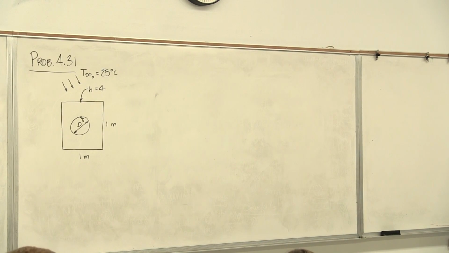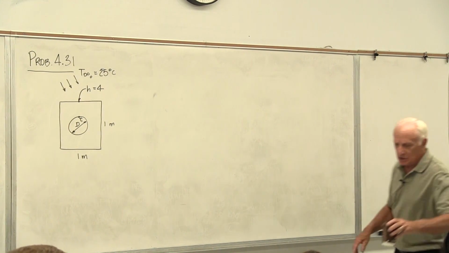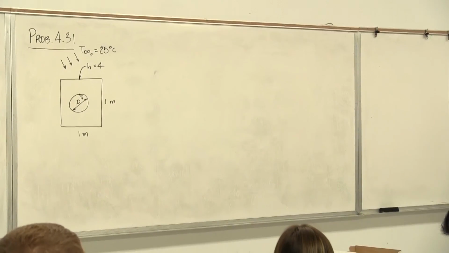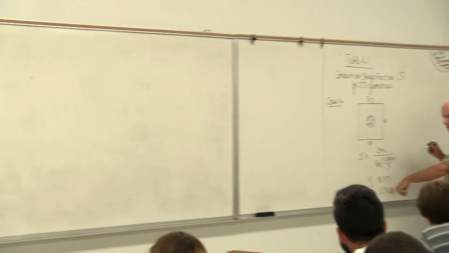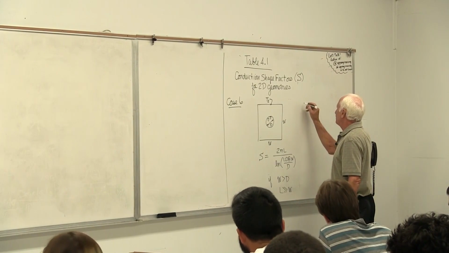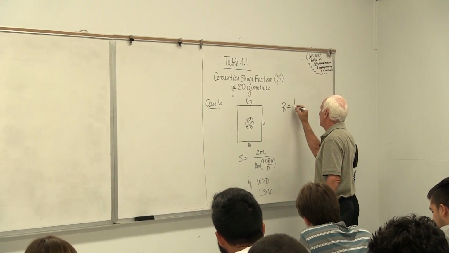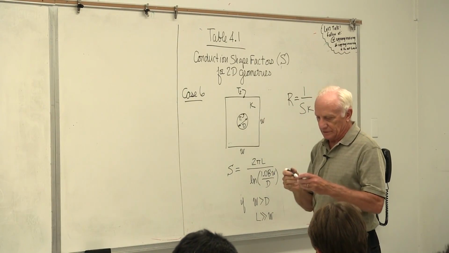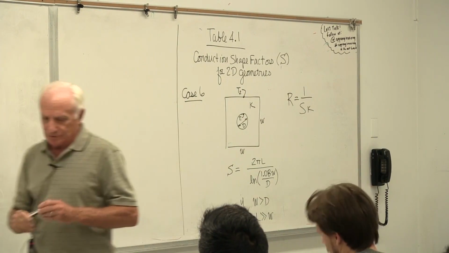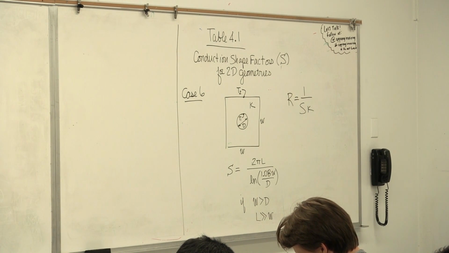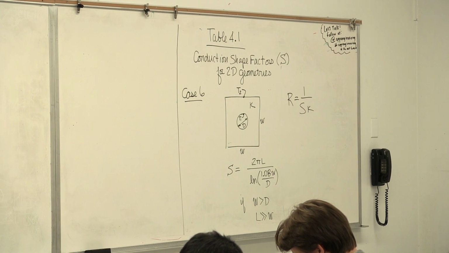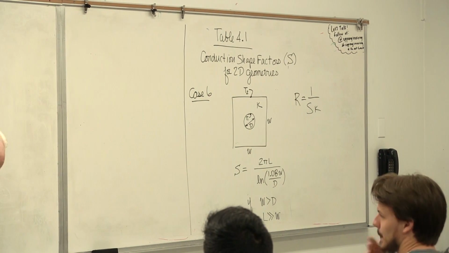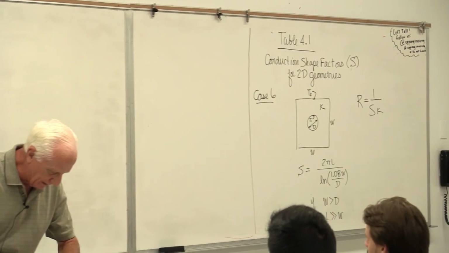So what you do, if you've got a geometry that looks like something in table 4.1, you get the conduction shape factor, capital S, with some restrictions, and then you can model that by a resistance 1 over Sk, K being the thermal conductivity of the material. Okay, so we're going to use that on an example here, similar to homework problem 4.31. Let me go ahead and read it. There is a picture given with problem 4.31 in the textbook.